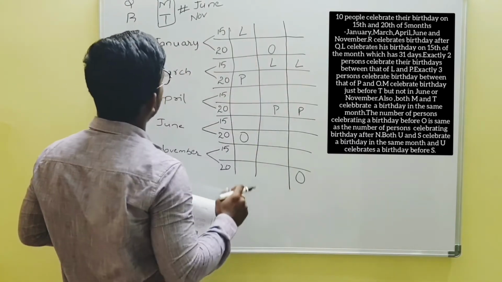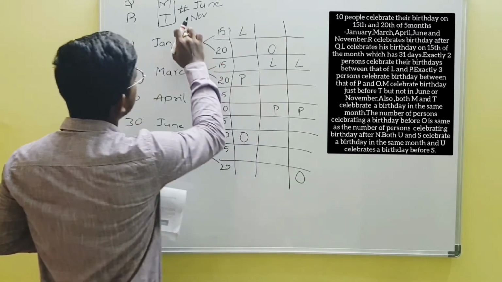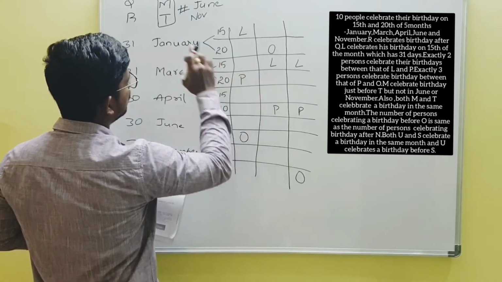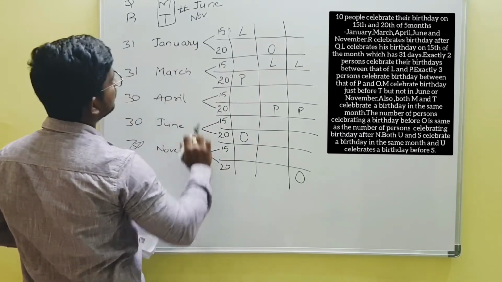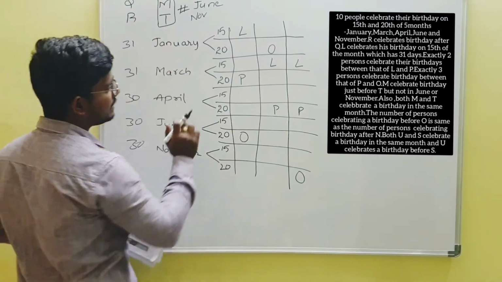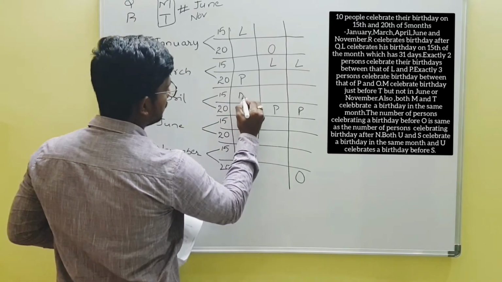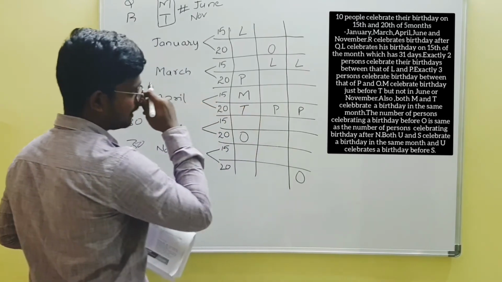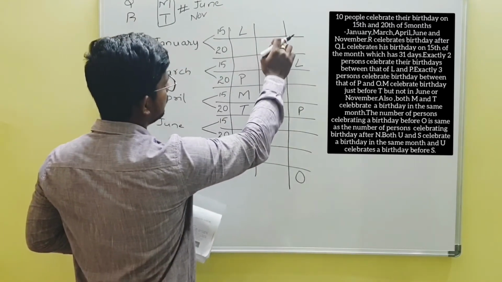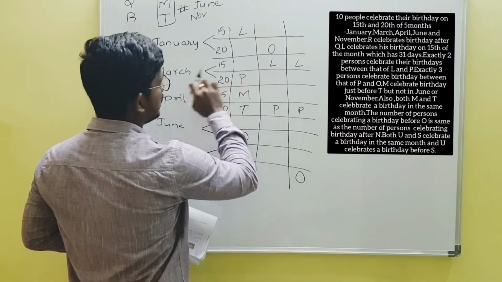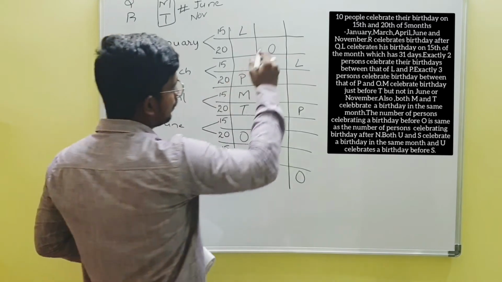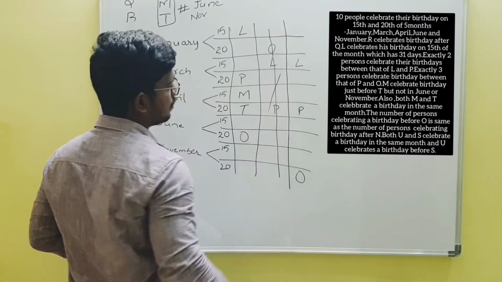So in the first case, if we observe, I can't place M and T in January as L is already there, and in March we have P, so I can't place M and T. In June and November it is given that they are not celebrating their birthday, so my only possibility to place M and T is in April. So I am placing M and T in April, immediately next to each other. In the second case, I can't place M and T in January because O is already there, and in March I have L, in April I have P, and I can't place them in June and November, so this case is not valid. This is a wrong case.